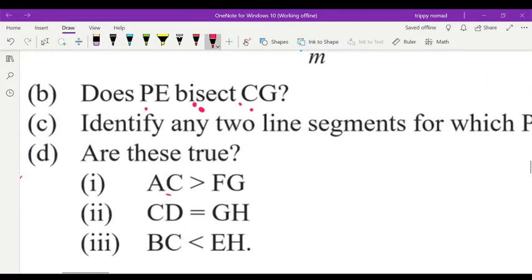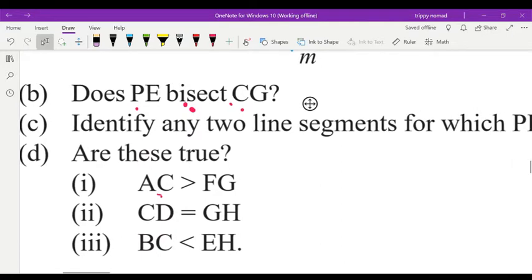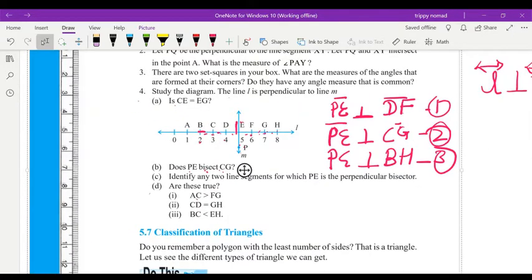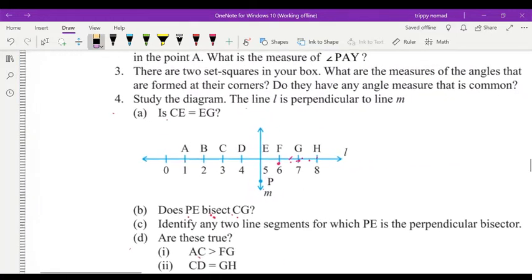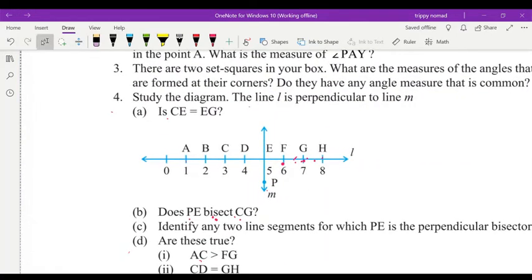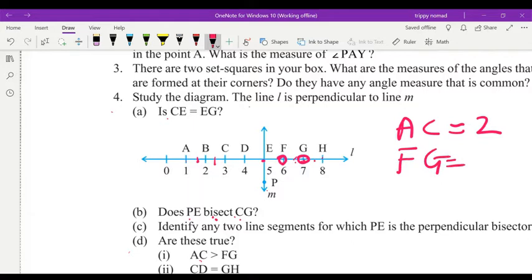Next, D. Are these true? AC is bigger than FG. How will you come to know? First we will measure AC. How much is AC? 1 unit, 2. So AC is equal to 2 units. And FG is equal to 1 unit. So AC is greater than FG.